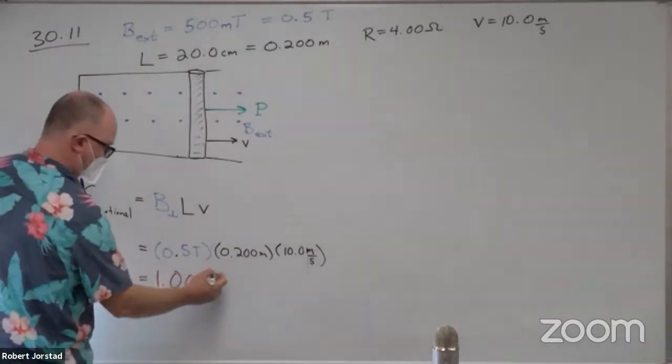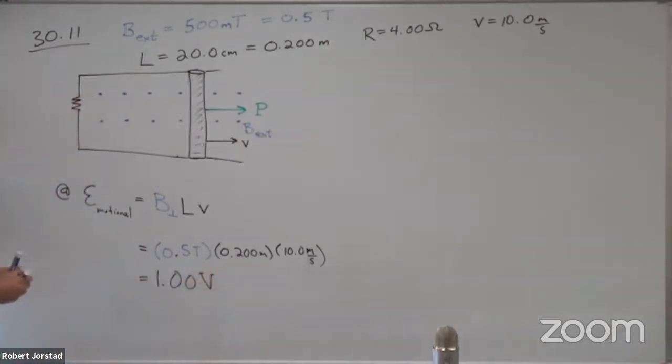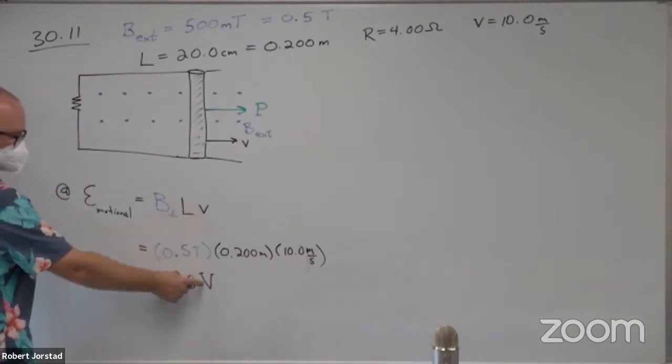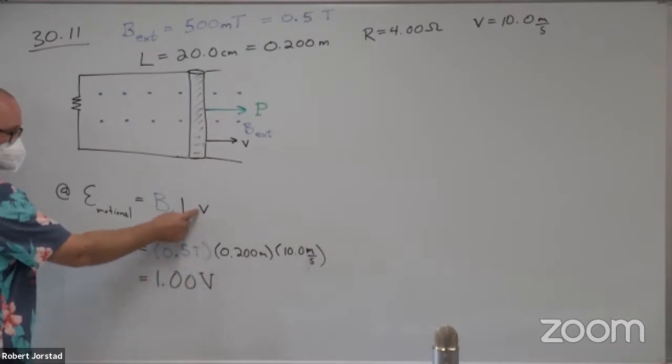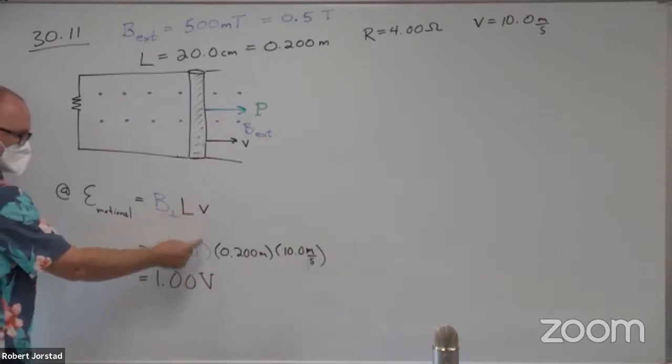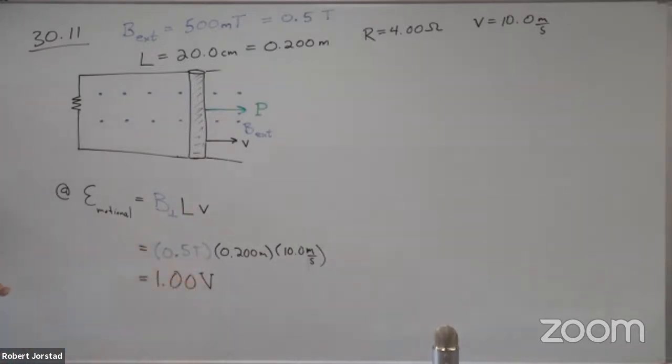Yeah. Now notice it's probably going to be useful to keep track of your lowercase v's and your uppercase V's. Lowercase v for this problem means speed. Uppercase V means volts. So you can either write out the whole word or whatever you want. All right. Is everybody okay? That's the motional EMF. Zoom, you good? Yes. Got it.